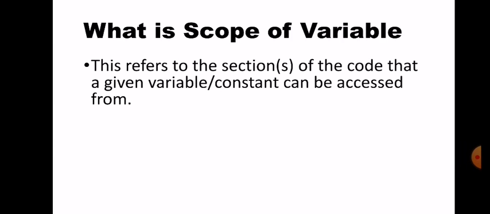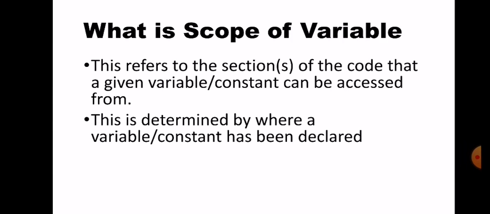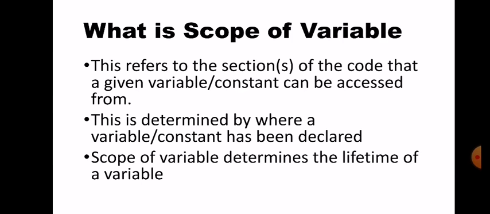The scope of variable refers to the section of the code that a given variable or constant can be accessed from. This is determined by where a constant or a variable has been declared. Scope of variable determines the lifetime of a variable.